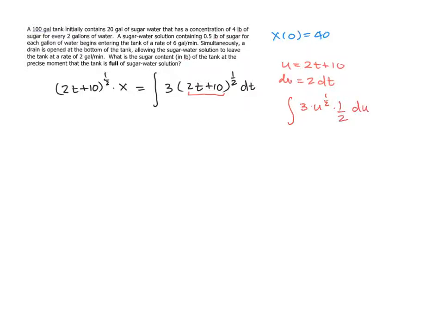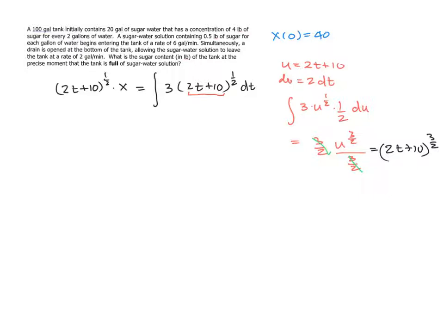And then when we integrate this, we're going to end up with a 3/2. And then when we integrate the u to the 1/2 by the power rule, we're going to have a 3/2 divided by a 3/2. And those 3/2 are going to cancel out nicely. And the result of our integration is going to just be the 2t plus 10 to the 3/2 power.